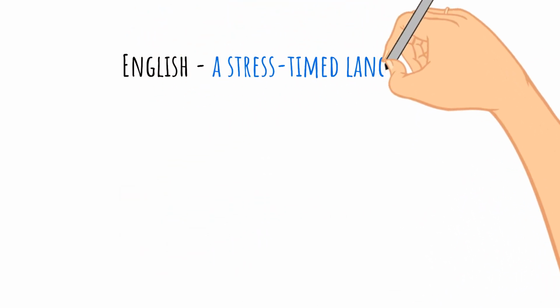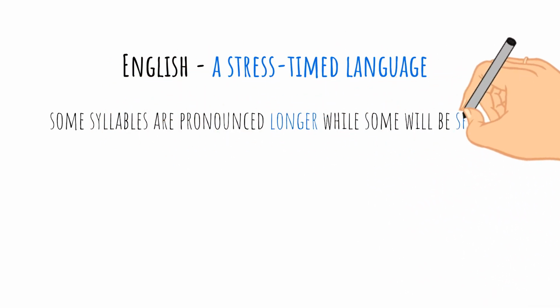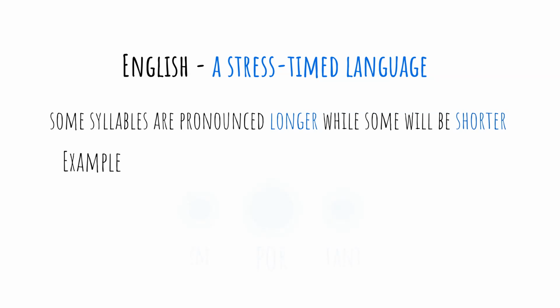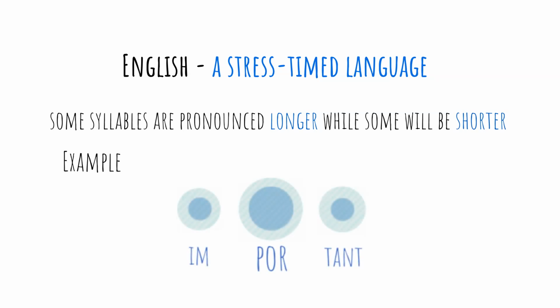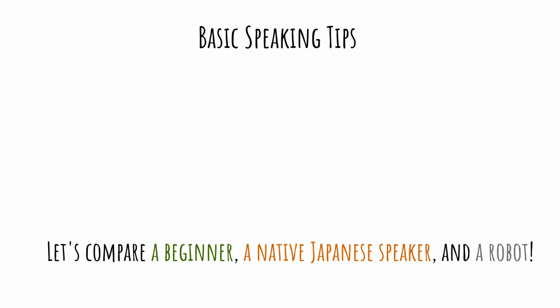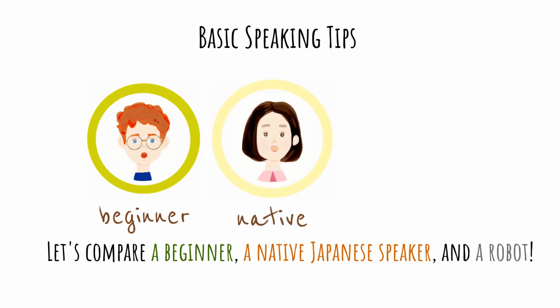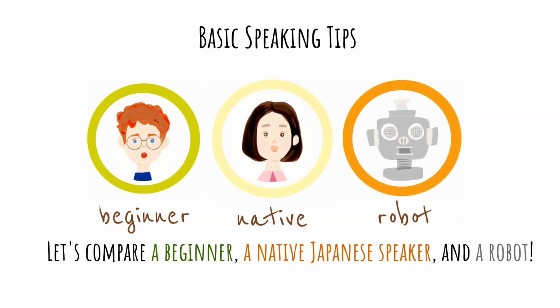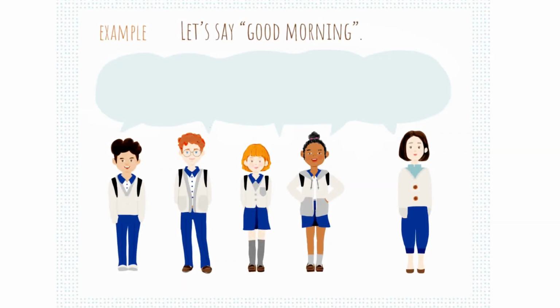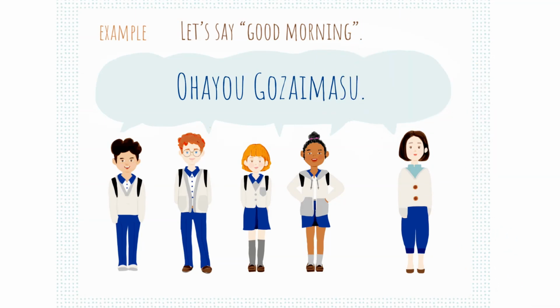English, on the other hand, is a stress-timed language. This means that some syllables are pronounced longer while some will be shorter. For example, important. So now, I would like to share some simple speaking tips by comparing a beginner, a native Japanese speaker, and a robot. Let's see a simple greeting as an example. Ohayou gozaimasu, which means good morning.